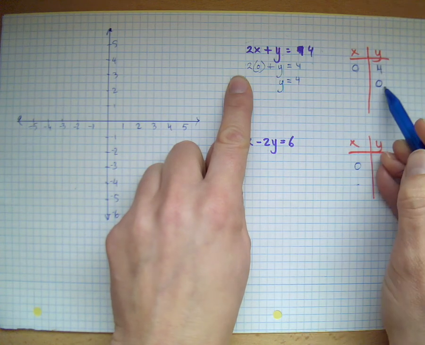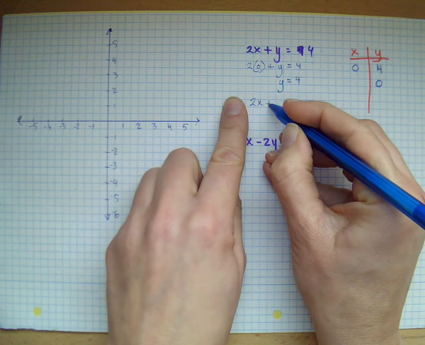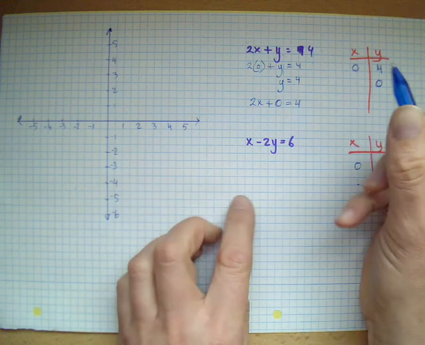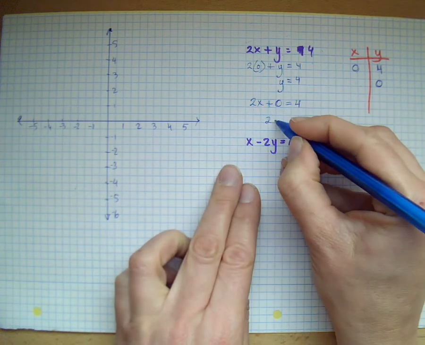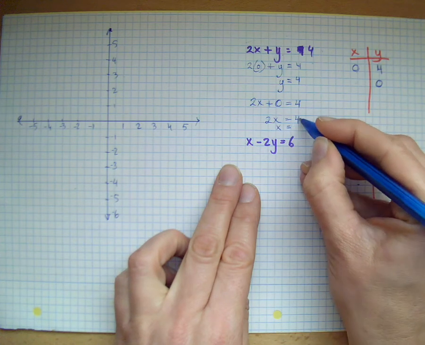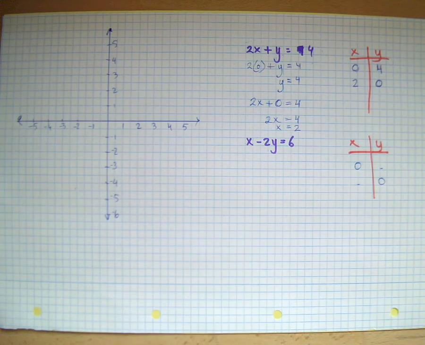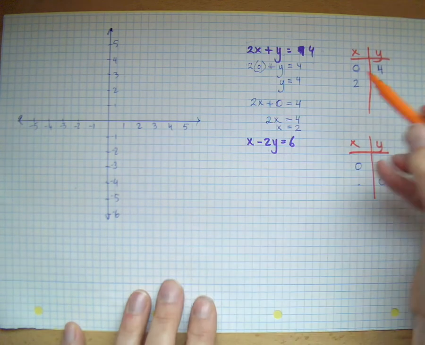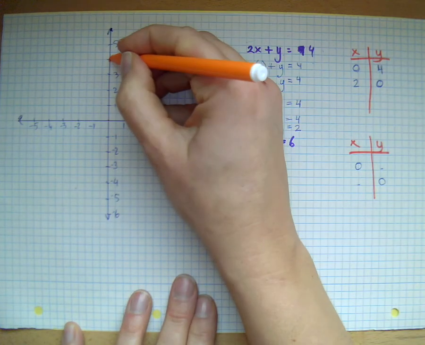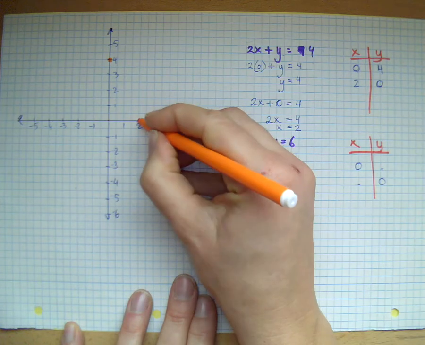Now we're going to plug in 0 for y. So rewrite the equation, but instead of y, we're going to write 0. 2x equals 4. That means x equals, divide by 2 is 2. X equals 2. Let's make this our orange line. So we're going to plot the points 0, 4 and 2, 0.